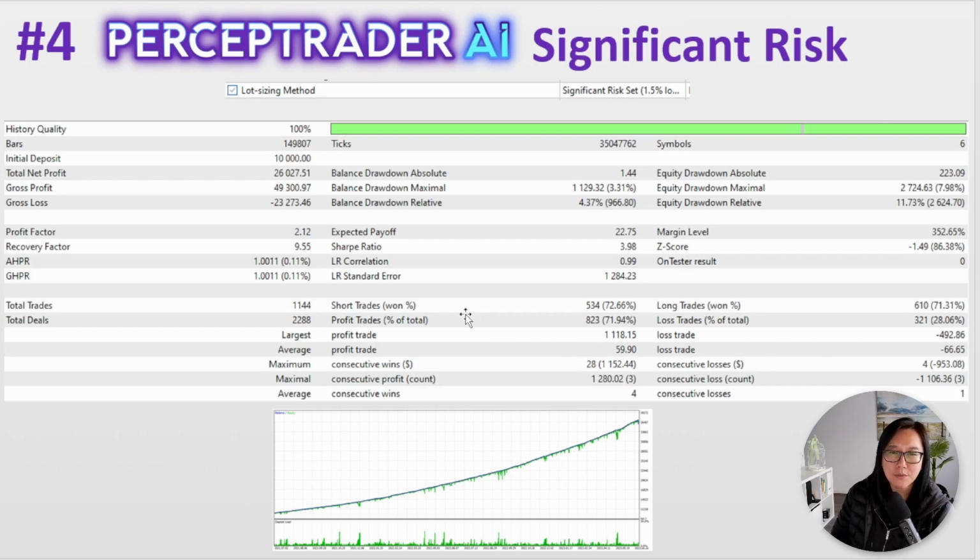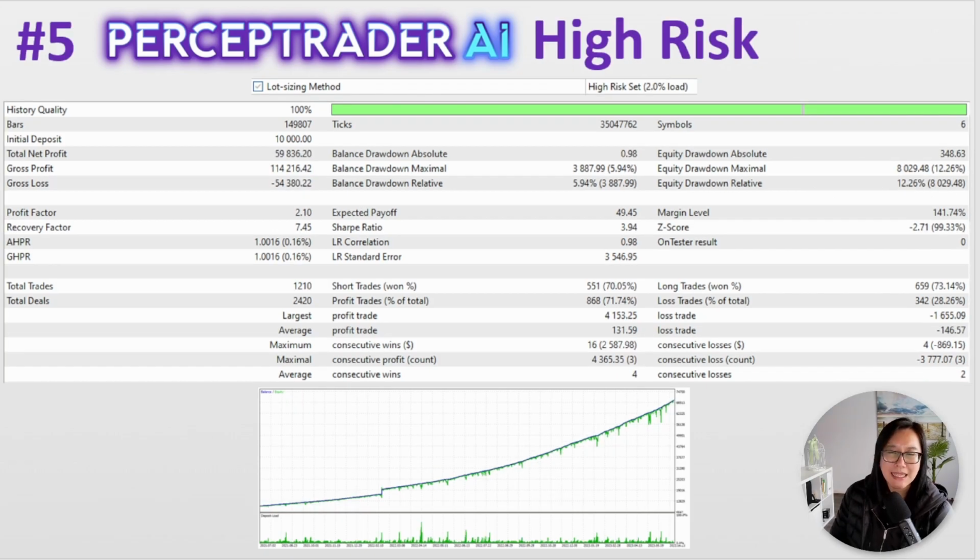Moving to significant risk, and you're seeing the exact same ratio jumping in both the net profits and the drawdowns. Now our net profit is 26,000 in the past 2 years, and our drawdown is about 2,700. Last of all, we've got the high risk, and up here I've got the screenshot of the only field that has been changed. All the other fields are reset to the default ones, and you can see a huge jump in total net profit. We're almost at $60,000 in the past 2 years, and our drawdown is 8,000, so the same ratio that you've seen before increased quite a number of times.